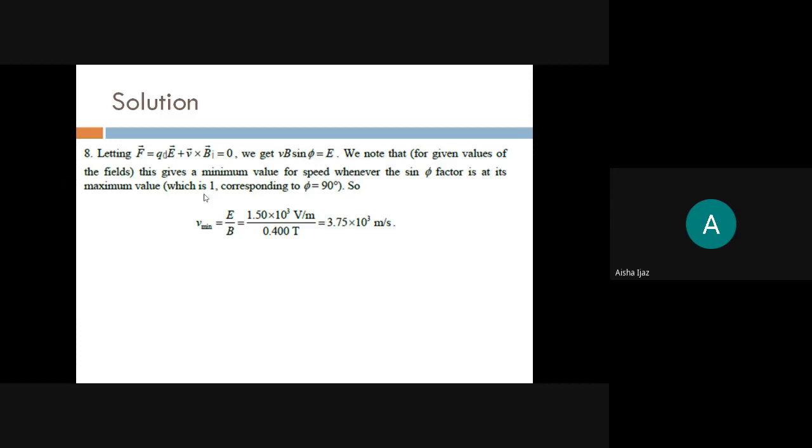And if V and B are perpendicular, as in the velocity selector, you get the equation V equal to E divided by B. So the speed you can obtain just by dividing E by B, and you will get this speed, which is 3.75 times 10 to the power 3 meters per second.